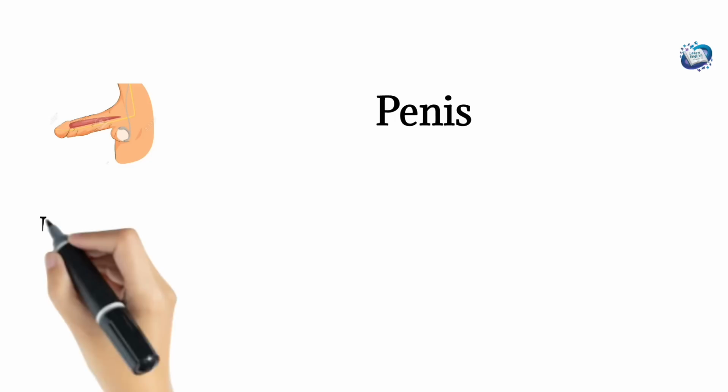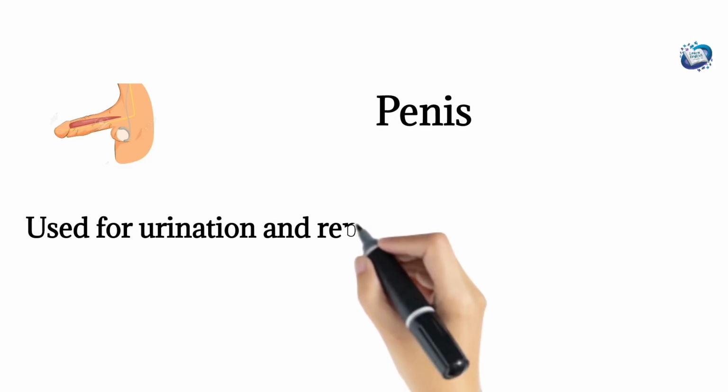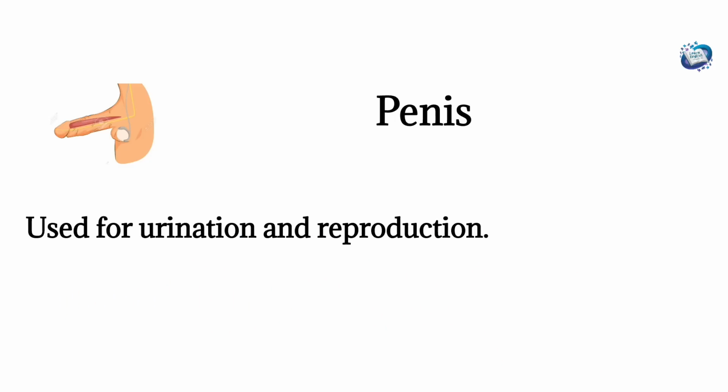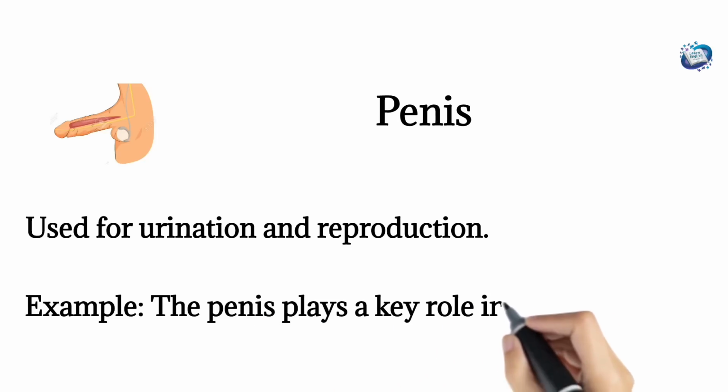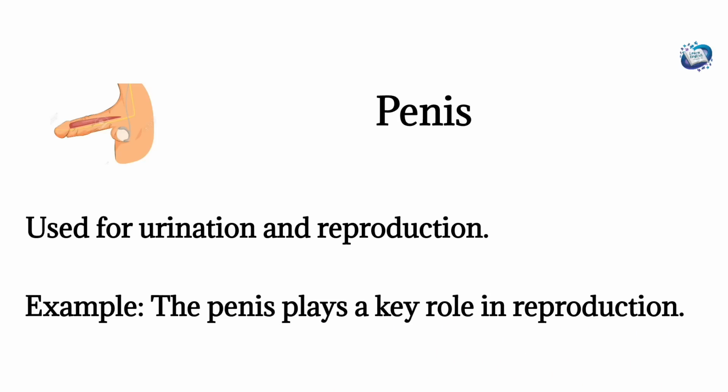Penis. Used for urination and reproduction. Example: the penis plays a key role in reproduction.